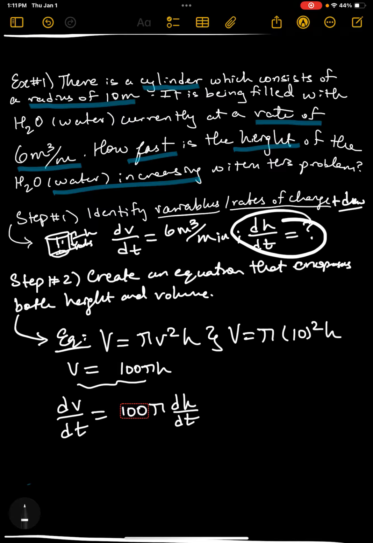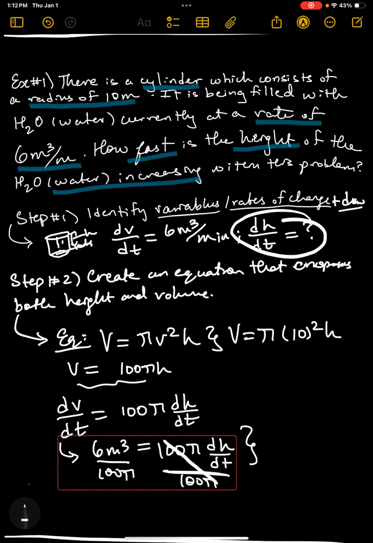And so here within this equation, we can identify two things. One, that because we already have dV/dt, we can plug in dV/dt here. So 6 meters cubed is equal to 100 pi dh/dt. So just like any other equation, now we would solve this by dividing both sides by 100 pi.